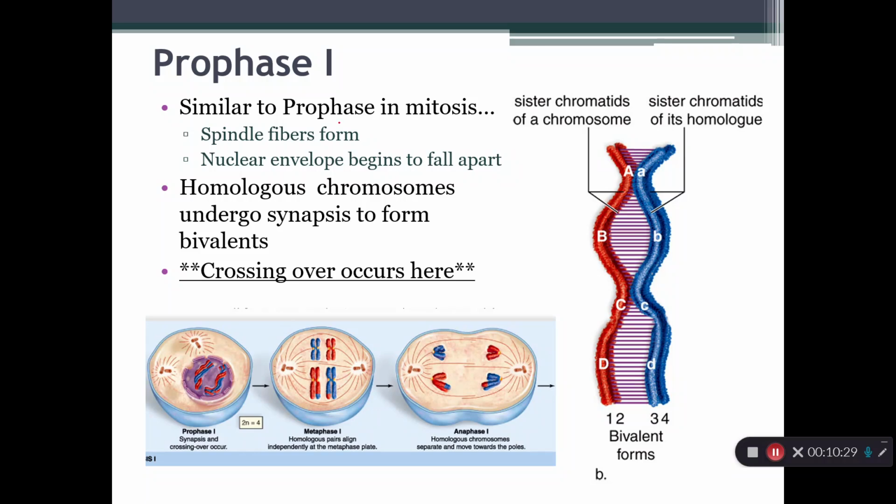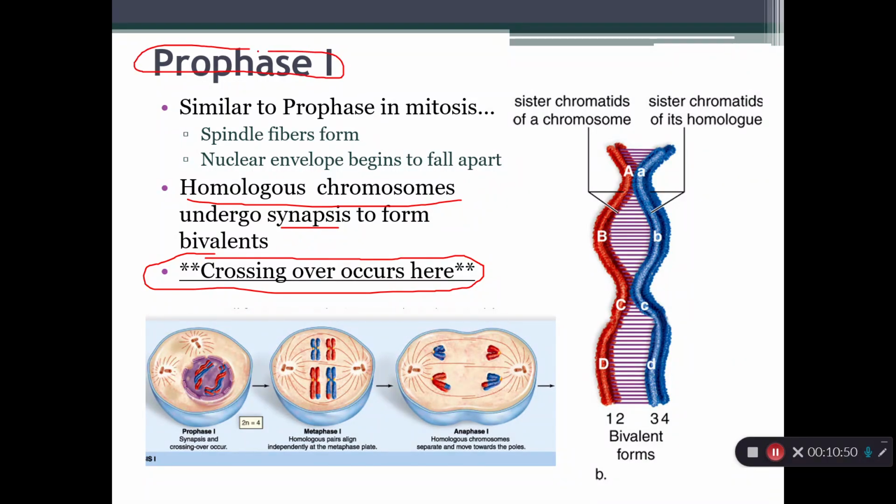Prophase, this is similar to prophase in mitosis. Spindle fibers form. The nuclear envelope begins to fall apart. Homologous chromosomes undergo synapsis where they attach to spindle fibers. Crossing over occurs here. Highlight, underline, circle. That's going to be a test question. Where does crossing over occur? Prophase 1.